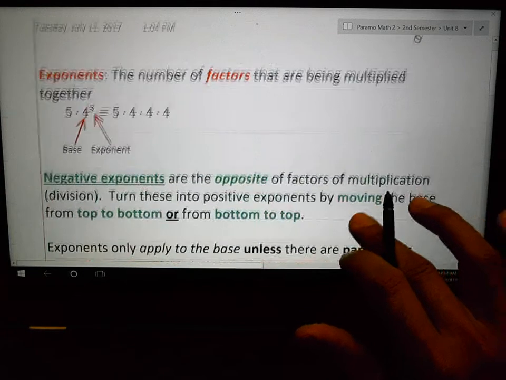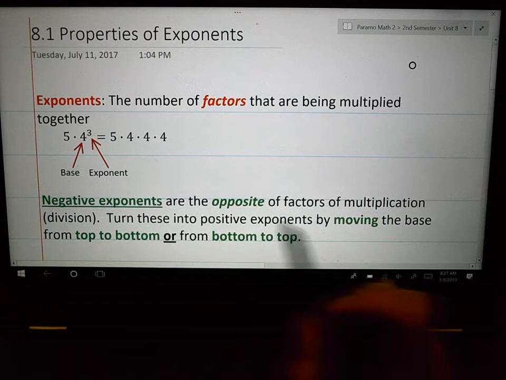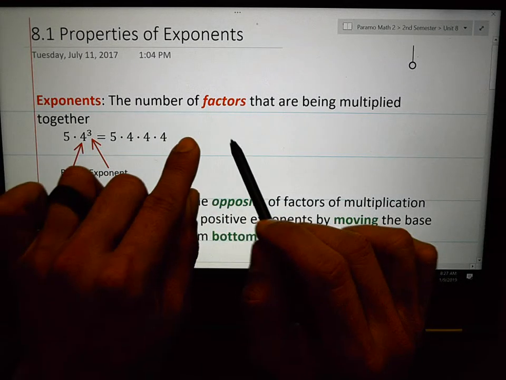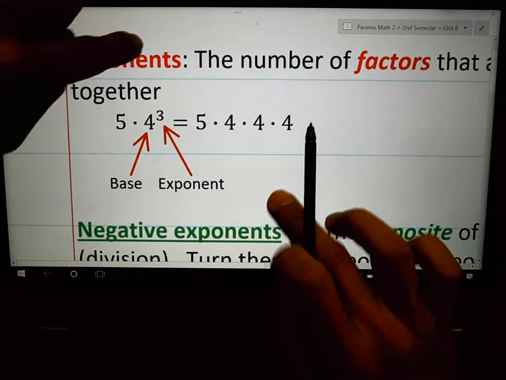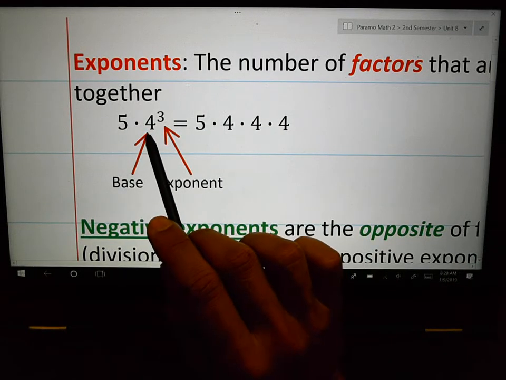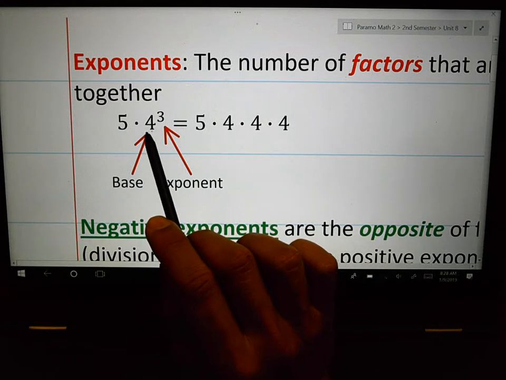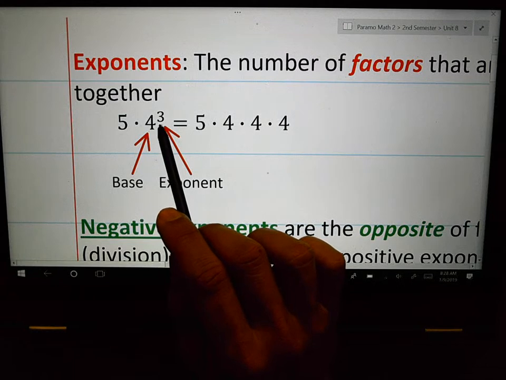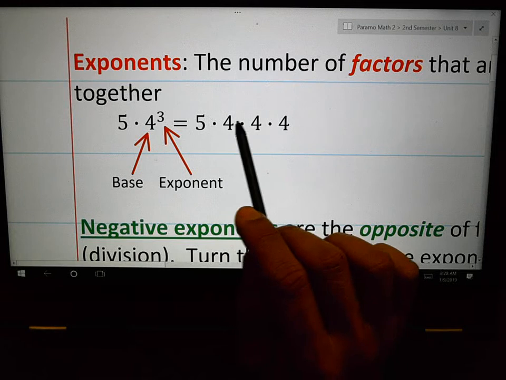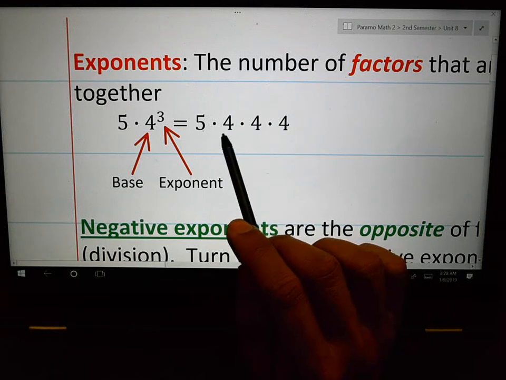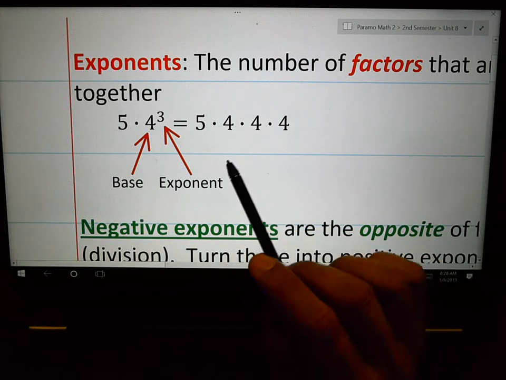So here we go. The first thing we're going to do when we talk about 8.1 is we're going to talk about exponents. What is an exponent? An exponent is the number of factors that are being multiplied together. When you see 4 to the third power, this is the exponent on this base of 4. It means you have 3 factors of 4 multiplying each other. It means we have a 4 times a 4 times a 4. It's not 12. It's 4 times 4 is 16. 16 times 4 is 64.